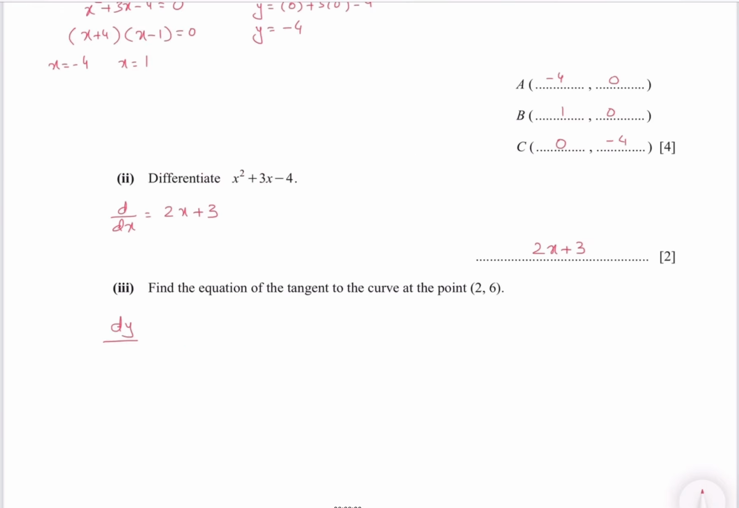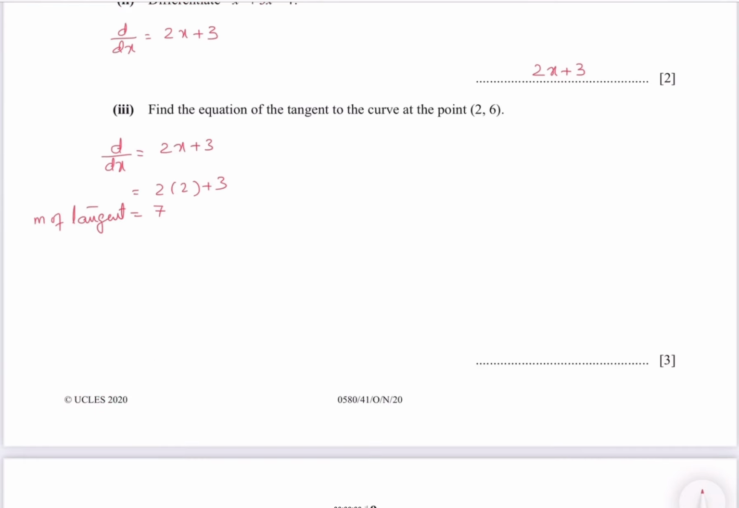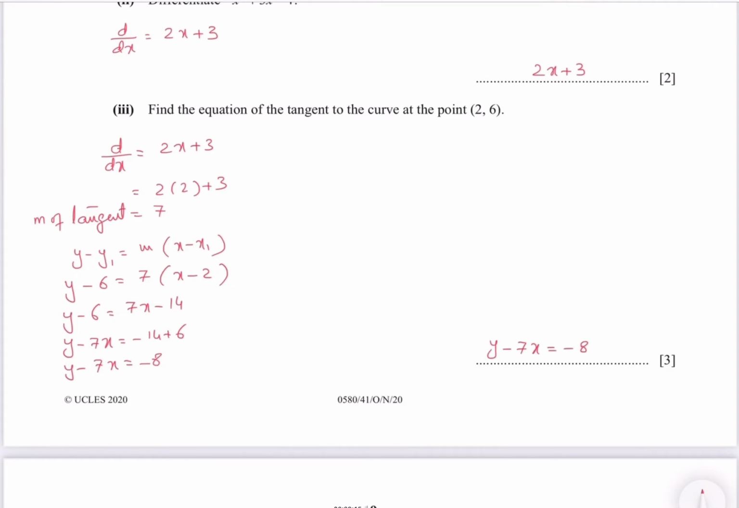Differentiate x squared plus 3x minus 4. So dy over dx is equal to 2x plus 3. Find the equation of the tangent to the curve at the point 2, 6. So your differentiation was 2x plus 3. So you put 2 in x and you get the gradient of tangent, which is 7. Now use the formula y minus y1 equals m times x minus x1, y minus 6 equals 7 times x minus 2, and from here you just give a shape. So this is your equation.